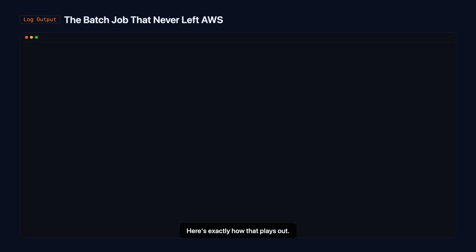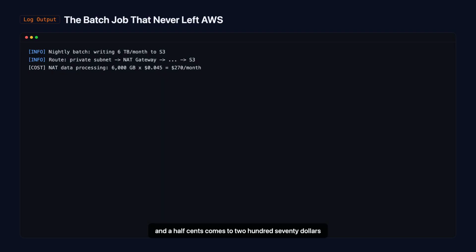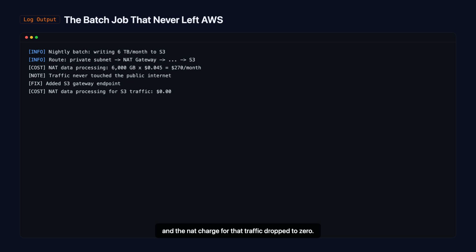Here's exactly how that plays out. A team runs nightly batch jobs writing 6 terabytes a month to S3, and that traffic routes out through the NAT gateway. 6,000 gigabytes at 4.5 cents comes to $270 a month in processing fees for traffic that never touched the public internet. It just looped through the NAT because no endpoint existed. They added a free S3 gateway endpoint, and the NAT charge for that traffic dropped to 0. All of it gone, and under an hour of work.